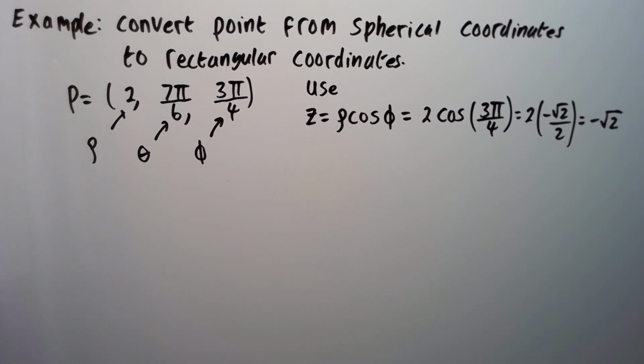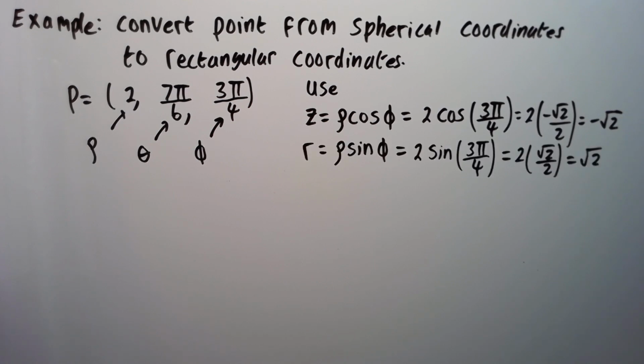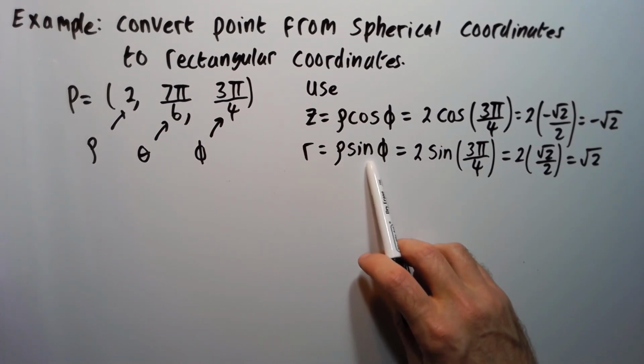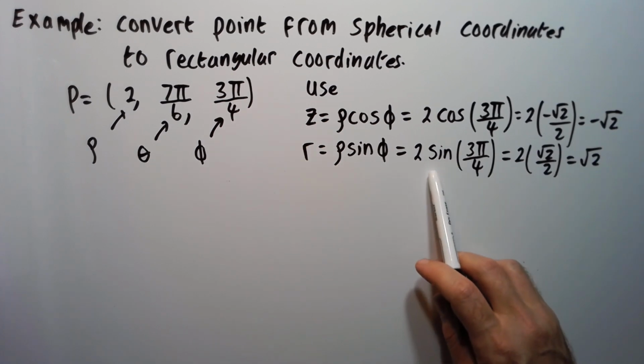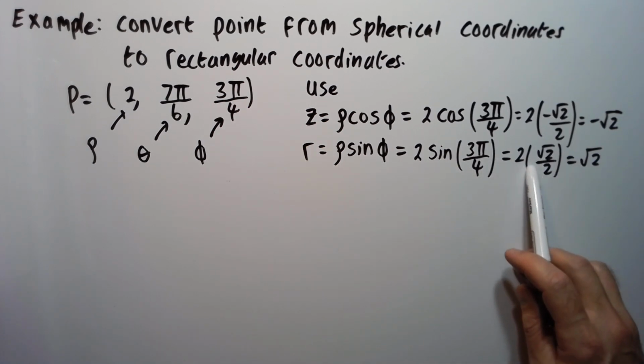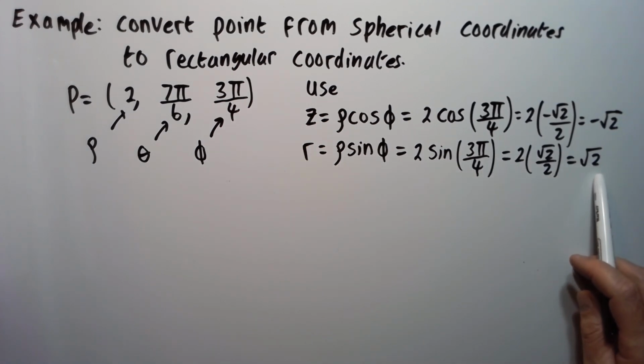So our r is equal to rho sine phi. Okay, so we have r equals rho sine phi. Rho again is 2, phi is 3π/4. So sine of 3π/4 is square root of 2 over 2. The 2's cancel, we get square root of 2. Let's next use our x equals r cosine theta formula.